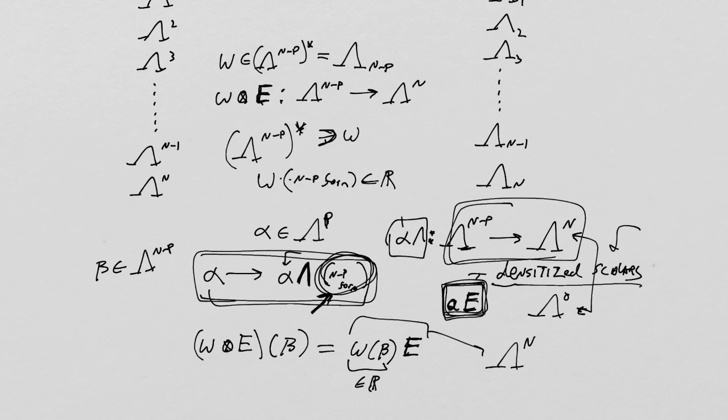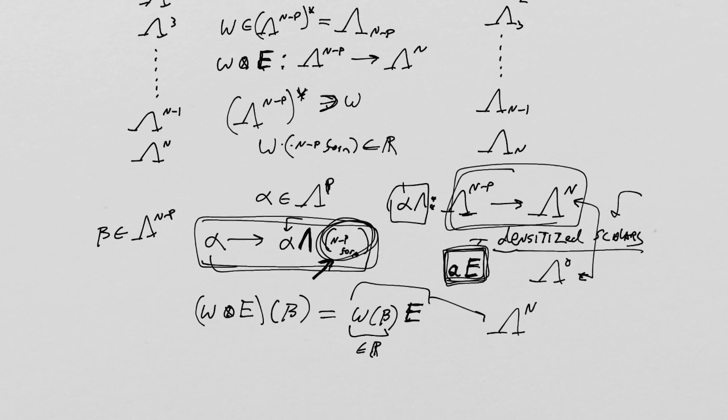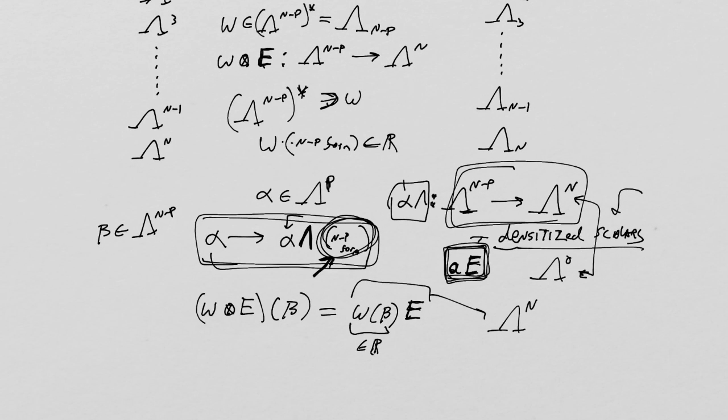So now I have two different maps that take us from n minus p forms to densitized scalars. Two separate maps. And so, as usual, we set them to be the same. I pick an alpha, I create a wedge, I operate on beta, and I want to get the same map as if I take some omega tensor product E, and I take that map and operate on beta.